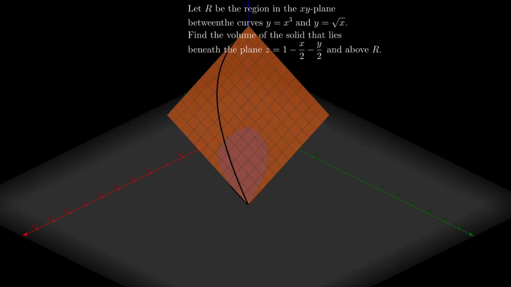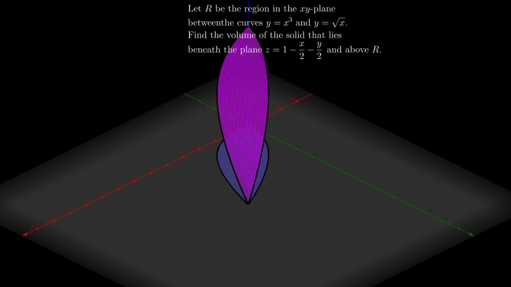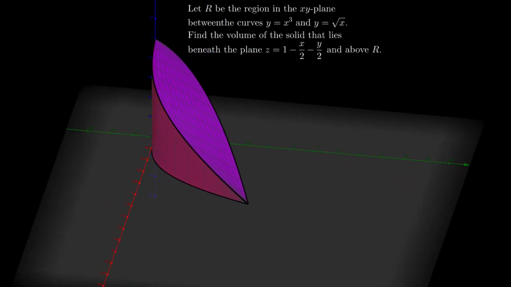So first we'll visualize what part of the plane lies directly above the region R, and then we'll get rid of the parts of the plane in orange that we don't need anymore. Then we'll fill in the sides, and that'll give us a good idea of what the actual shape is that we want to obtain the volume of.